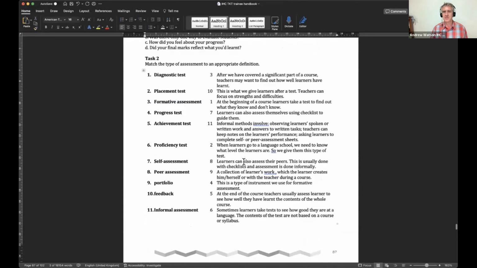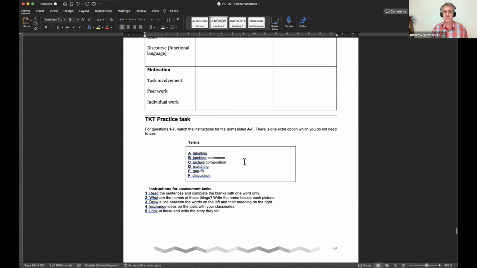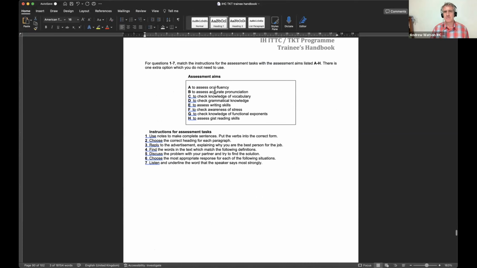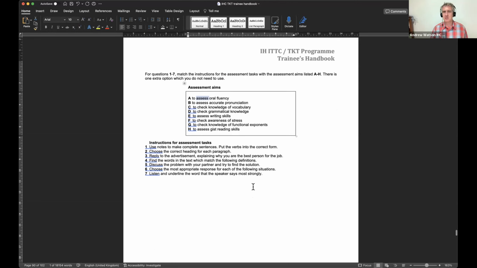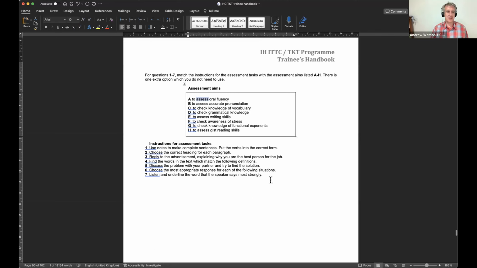Yeah. It's quite useful because you've got to match the instructions with the assessment items. But this is like the purpose for doing that. So to assess oral fluency, what do we do? What are the instructions? Okay. This is a bit longer than the other one because you've got to think a bit more carefully. So I'm going to give you 6 minutes. Okay. Once you're done, put your answers into the chat.